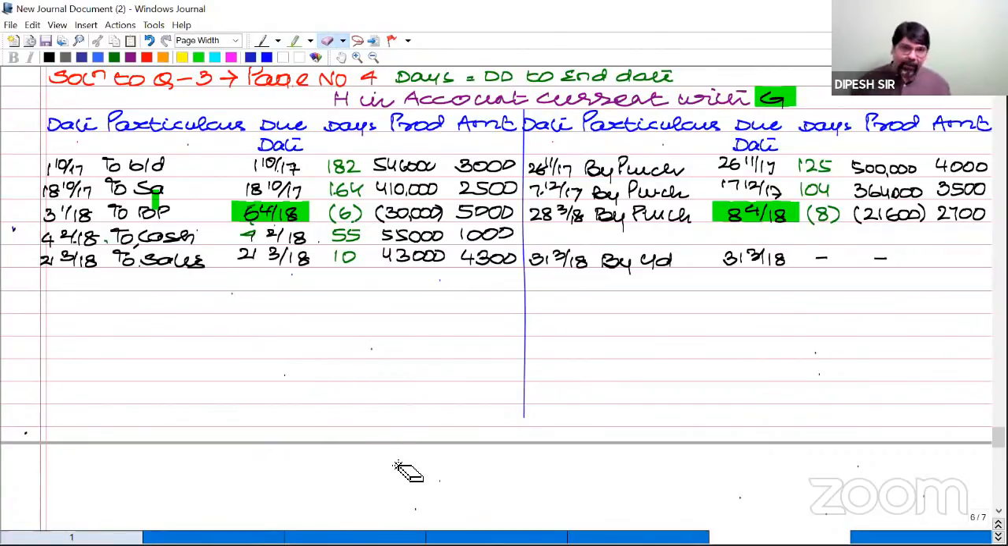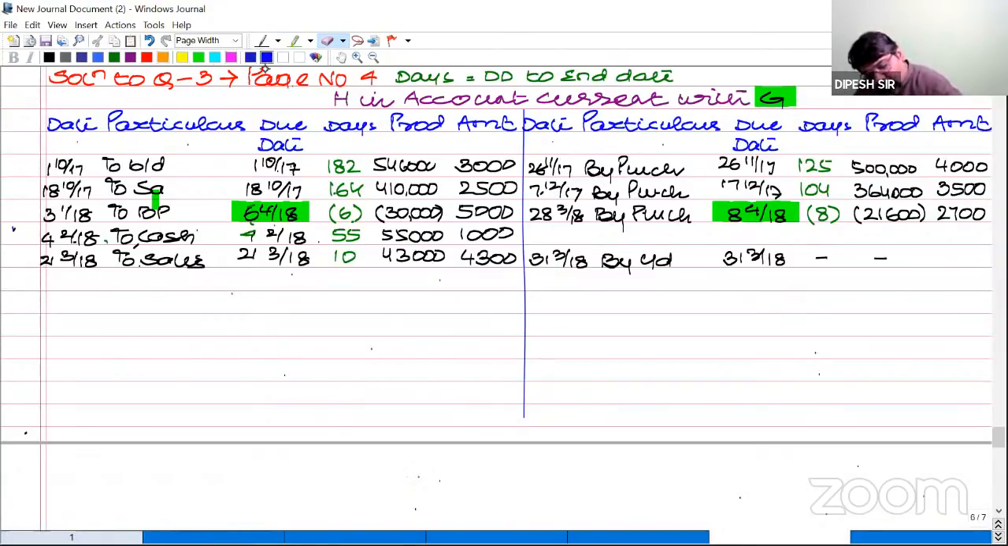Now let me calculate balance of product. 546 plus 4 lakh 10, minus 30 plus 55 plus 43, minus 5 lakhs, minus 364, plus 21,600. 1,81,600.